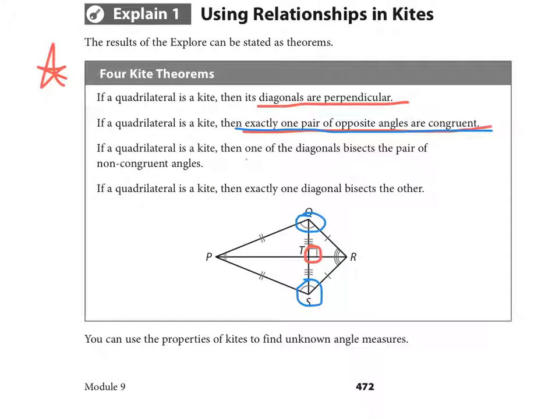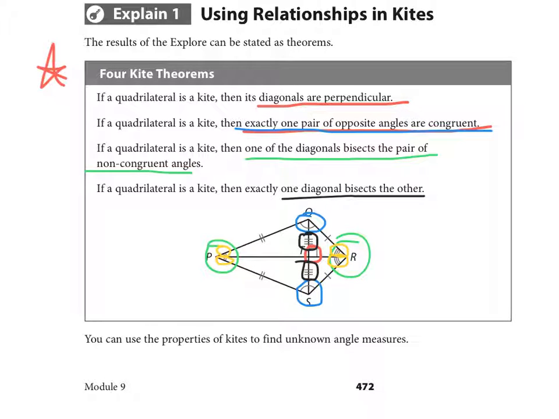Then it says that one of the diagonals bisects the pair of non-congruent angles. So see, these are non-congruent angles. And if you notice the two little dashes, that was bisected. Those two little angles are equal. This one has 3, so that big angle was bisected, and those two little ones are congruent. And then it says one diagonal bisects the other. So this is bisected. Each of those two halves are equal.